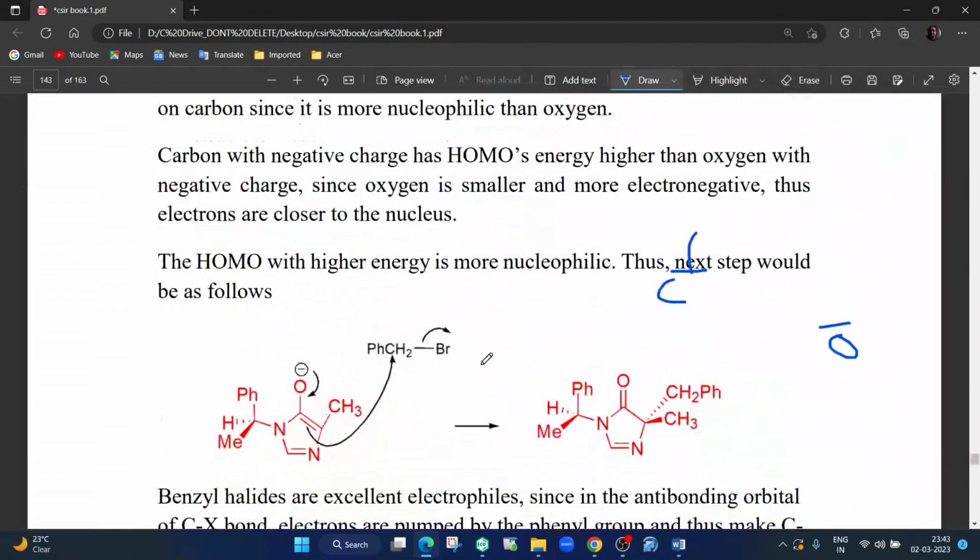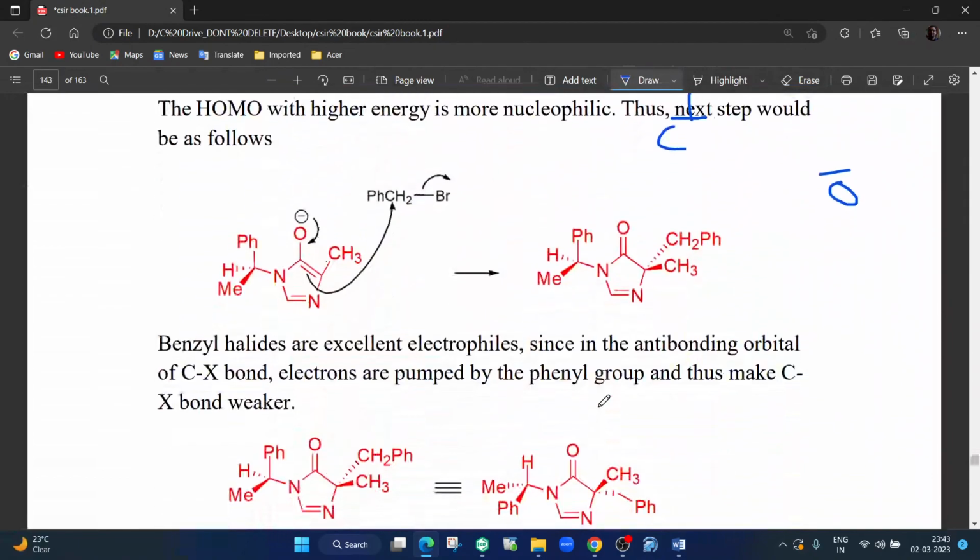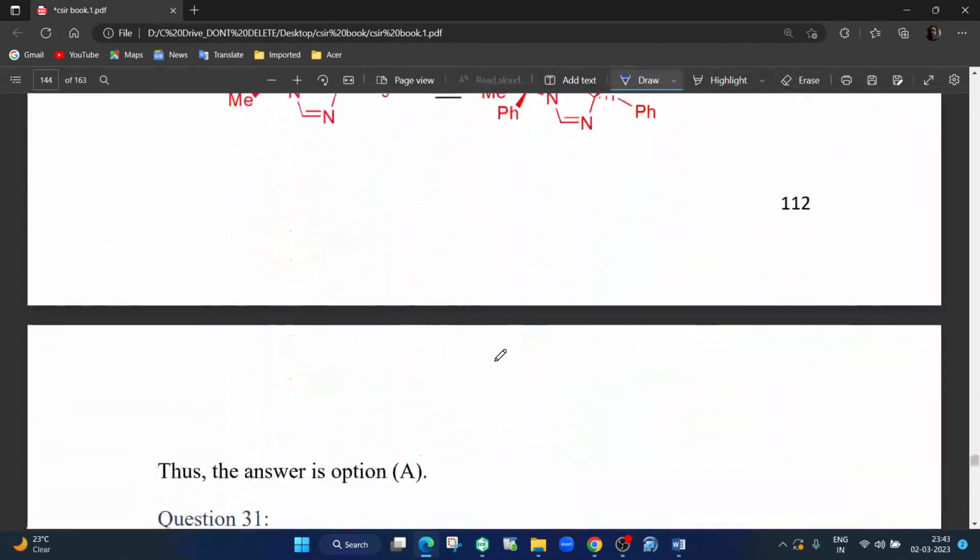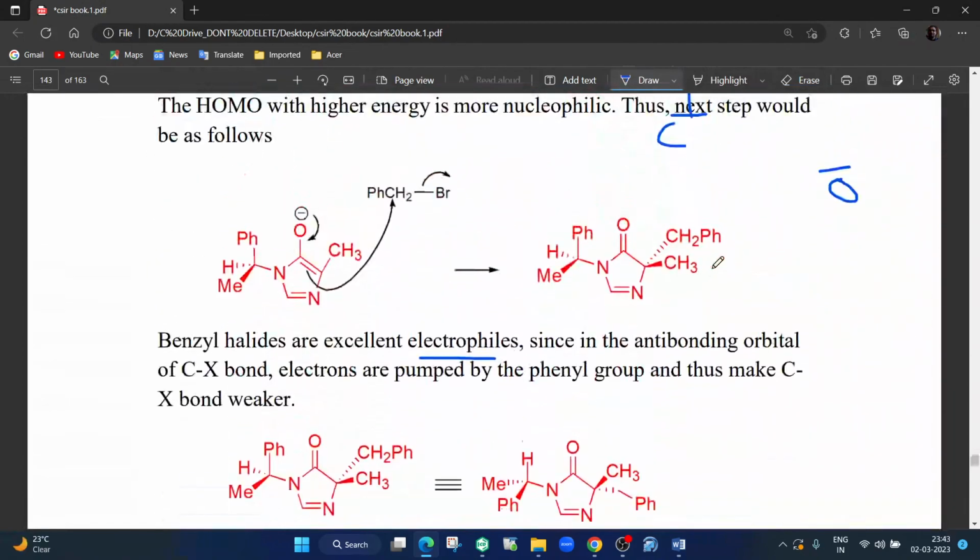So this goes and attacks here and you get this, and then benzyl halides, you know, are excellent electrophiles, because the anti-bonding orbital of the C-X bond is very weak. I did explain, but I have not explained very well, so it will be interesting to explain. Let me take this opportunity to explain this part, okay. So you are having benzyl bromide, basically this is your benzyl bromide, and you are having CH2 and you are having X, right.